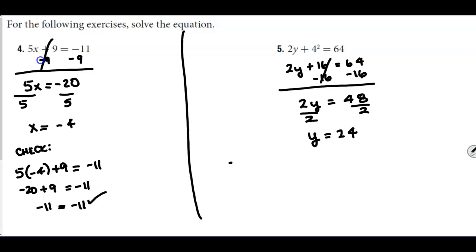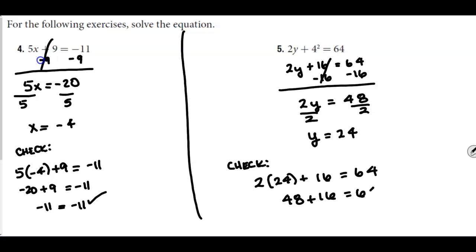So again, if we want to check to make sure our solution works, we're going to take 2, multiply it by 24, plus 4 squared, which is 16. We want to see if that's going to equal 64. Well, 2 times 24 is going to give you 48. And 48 plus 16 is 64. And therefore that checks.